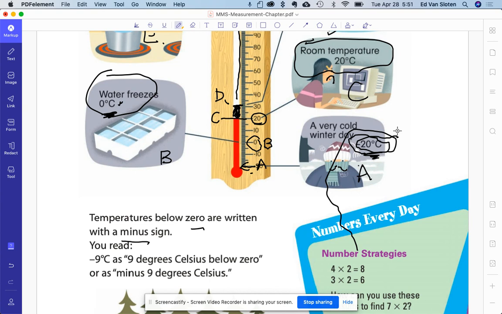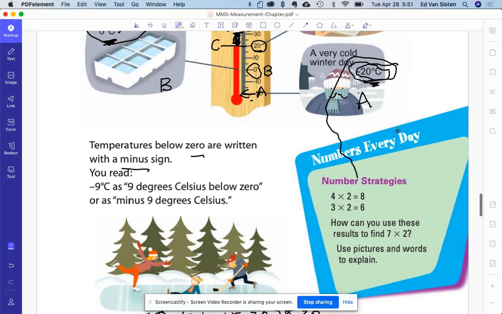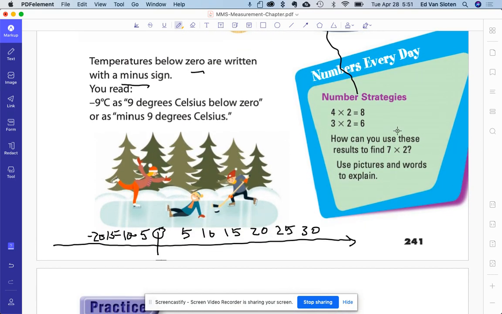And even though Mr. V had to go outside for recess when it was minus 20, you guys are precious, so you don't go outside.